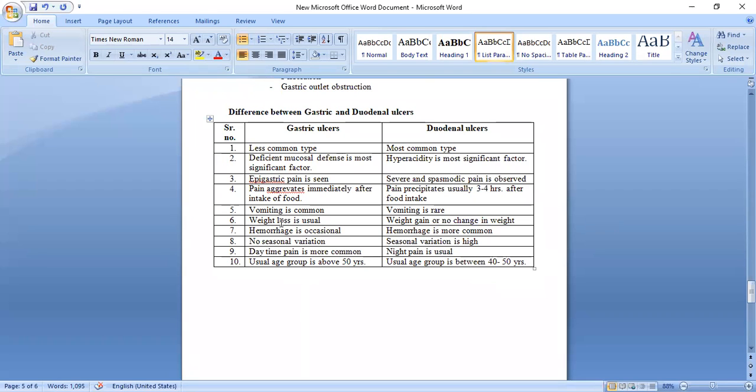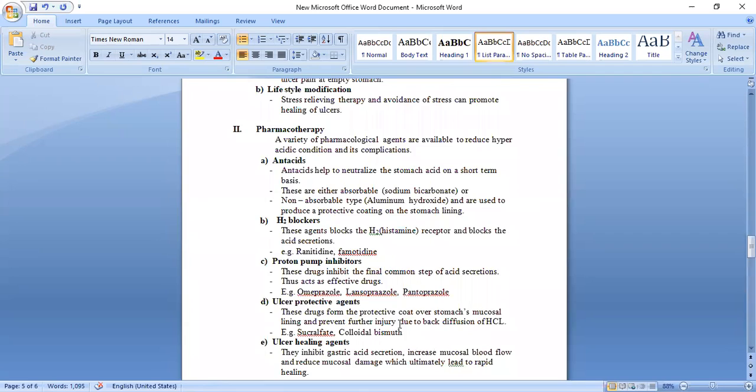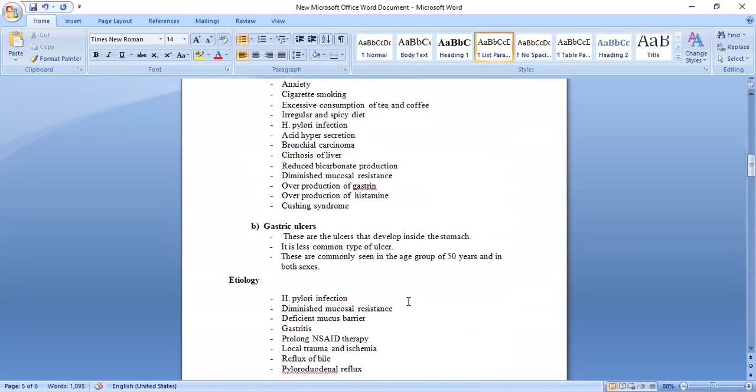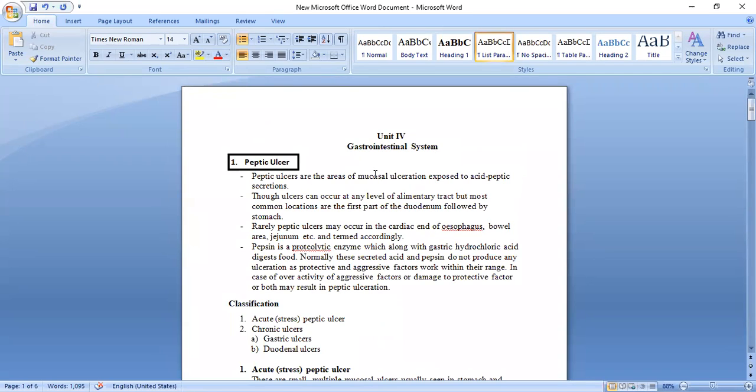Okay, this is all about the differentiation between gastric and duodenal ulcer. One more point you have to add: the common location. Gastric, as the name itself suggests, means the stomach ulcer, and duodenal means which part? The duodenum. You add that here. This is all about ulceration of the gastrointestinal system, peptic ulcer. Understood? Now we will stop here.